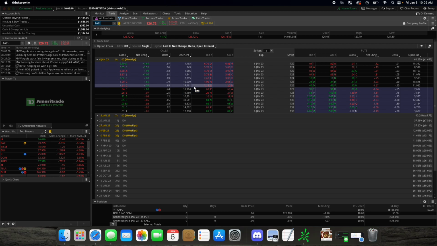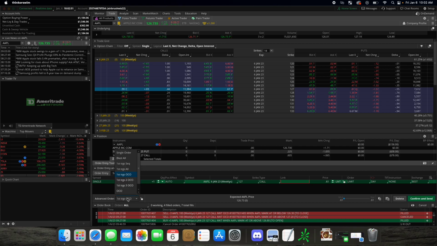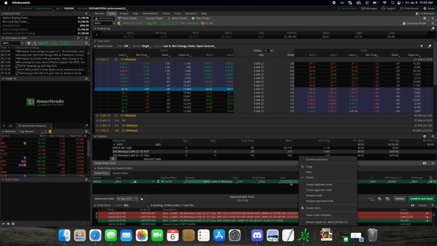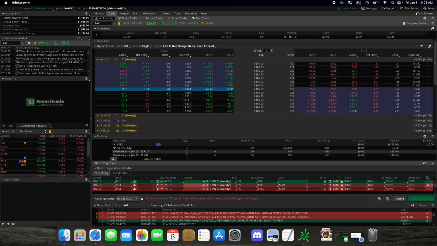So what we want to do is create a template first. Over here in the ask column of the call side, we're just going to click that, okay? Over here, we're going to click first triggers one cancels the other, right? That's what OCO stands for. This green color is our purchase of the call option. Here in the link section, just right click and create opposite order and do that again. So now these red sections are going to be to sell that contract, okay?